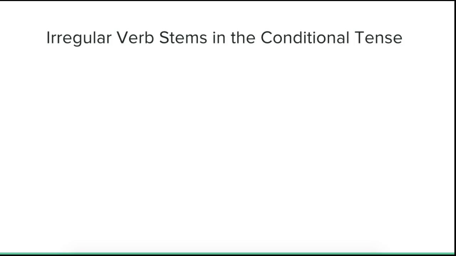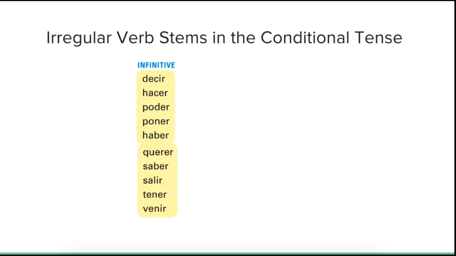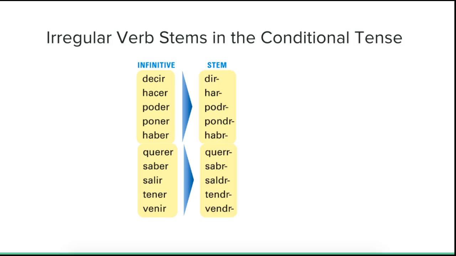There are a few irregular verb stems in the conditional tense. They're going to come from these infinitive verbs: decir, hacer, poder, poner, haber, querer, saber, salir, tener, and venir. As you learned these verb stems in the future tense a few lessons back, you learned that their irregular verb stems looked like this. Well, the good news is the irregular verb stems in the conditional tense are the same irregular stems that you used in the future tense.